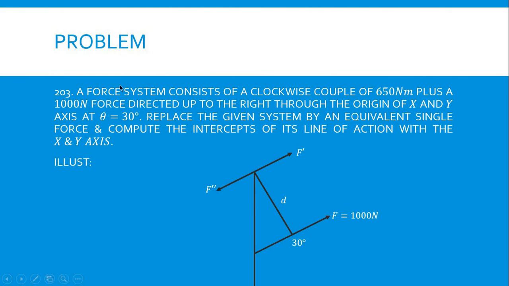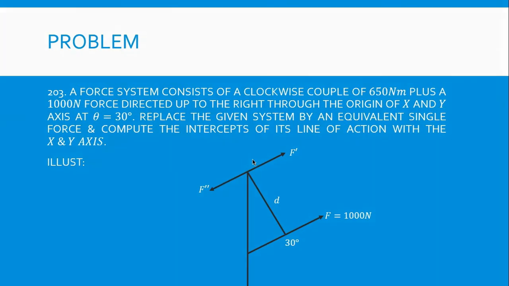So given problem number 203, a force system consists of a clockwise couple of 650 Newton meter plus a 1000 Newton force directed up to the right through the origin of the X and Y axis at an angle of 30 degrees. Replace the given system by an equivalent single force and compute the intercept of its line of action with the X and Y axis. So this is the illustration for the whole problem.